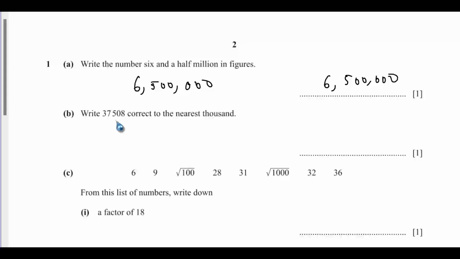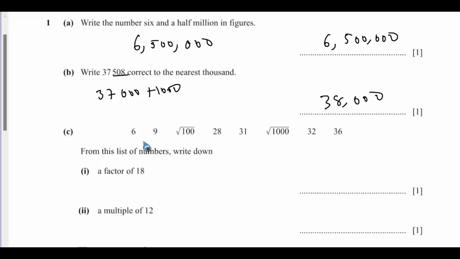1b, write 37,508 correct to the nearest thousand. So in this number, the thousand there is 37, and 508 is your decider. If it is 500 and above, you round it up, it becomes 1,000. Otherwise, it becomes 0. So this is 508. So we're going to have to round it up. That will be 1,000. So we have 37,000 plus 1,000. So our answer will be 38,000.